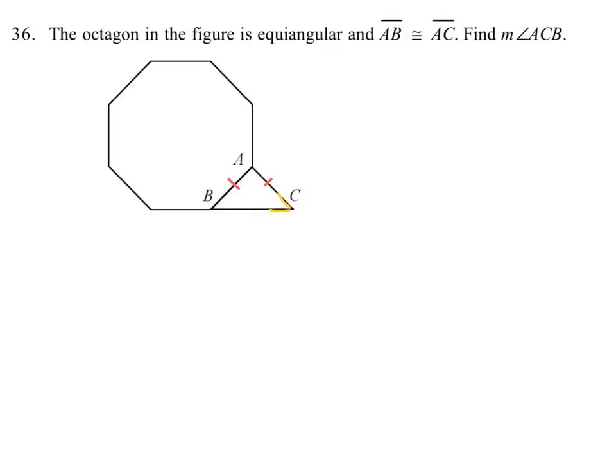Well, what we know about isosceles triangles is that if you have two sides that are equal in measure, then their opposite base angles are also equal in measure. So we know that this angle is congruent to this angle. So if we can figure out this one, then we unlock the whole thing, right?